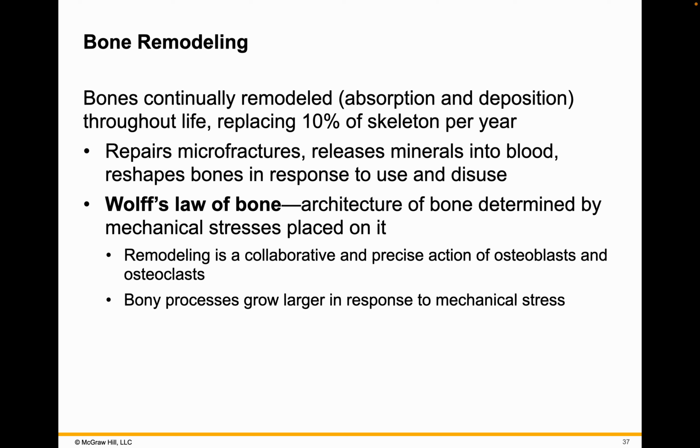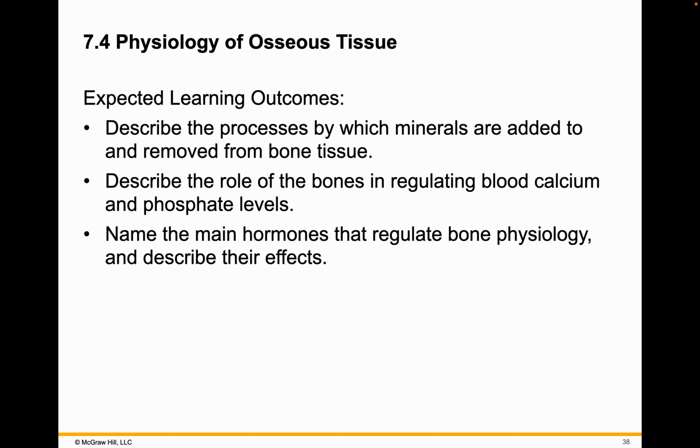Bone is continually remodeled, absorbed, and deposited throughout life, about 10% of the skeleton per year. We get repairs of microfractures. We will release minerals into the blood when needed. Wolff's Law of Bone says that the architecture of the bone is determined by the mechanical stresses placed on it. So remodeling is a collaborative, precise action of osteoblasts and osteoclasts. Bony processes grow in response to mechanical stresses.